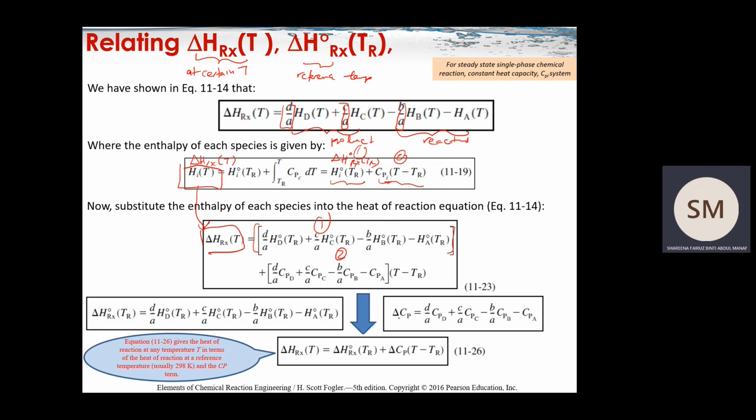difference of the heat capacity. This one is CP. So you have to have this thermodynamic data. Then you will be able to calculate the heat of reaction at a certain temperature. Equation 11-26 gives the heat of reaction at any temperature in terms of the heat of reaction at a reference temperature, usually 298 K, and the CP term.